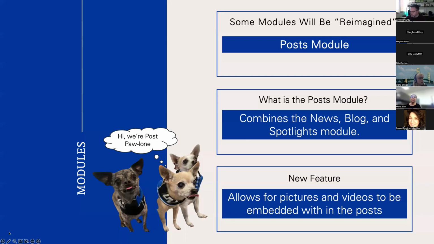Some of the things I want to talk about in particular with the CMS5 is the modules. If you've used modules in the CMS4 before, this will be familiar. We are introducing a new module called the Posts module. What the Posts module is, it's going to combine the news, the blog, and the Spotlights module into one. In the previous iteration of the CMS, you would have to install each one of those modules in order to use it, when in reality, they were all kind of doing the same thing.